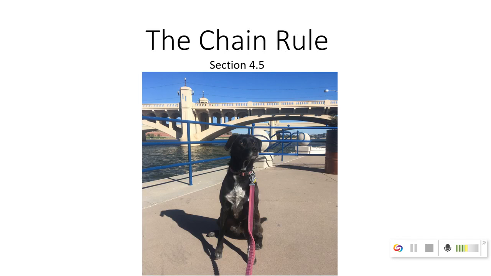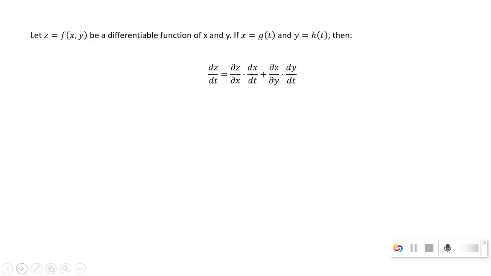Today we're going to talk about how the chain rule applies to multivariate functions. So first, I have written out on the screen what the chain rule is for a function of two variables. If z is a function of x and y, and x and y are both functions of t, then dz/dt is our partial z with respect to x times dx/dt plus dz/dy times dy/dt.